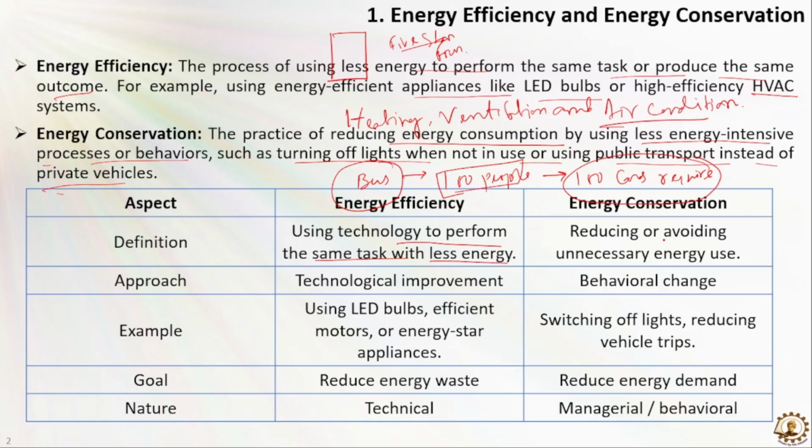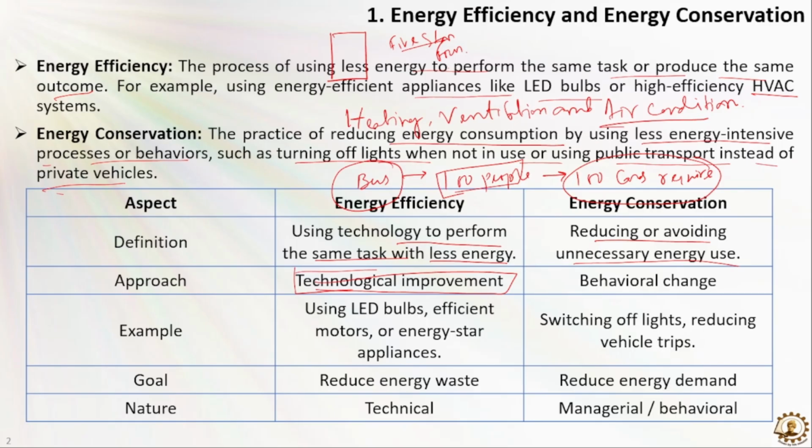Energy conservation is, by definition, reducing or avoiding unnecessary energy usage. That means we can opt for public transport, and change our behavior to turn off all the lights and switches whenever we are going outside. The approach of energy efficiency is basically technological improvement. That means we can go for a 5-star rating or higher, so the energy consumption will be lesser.